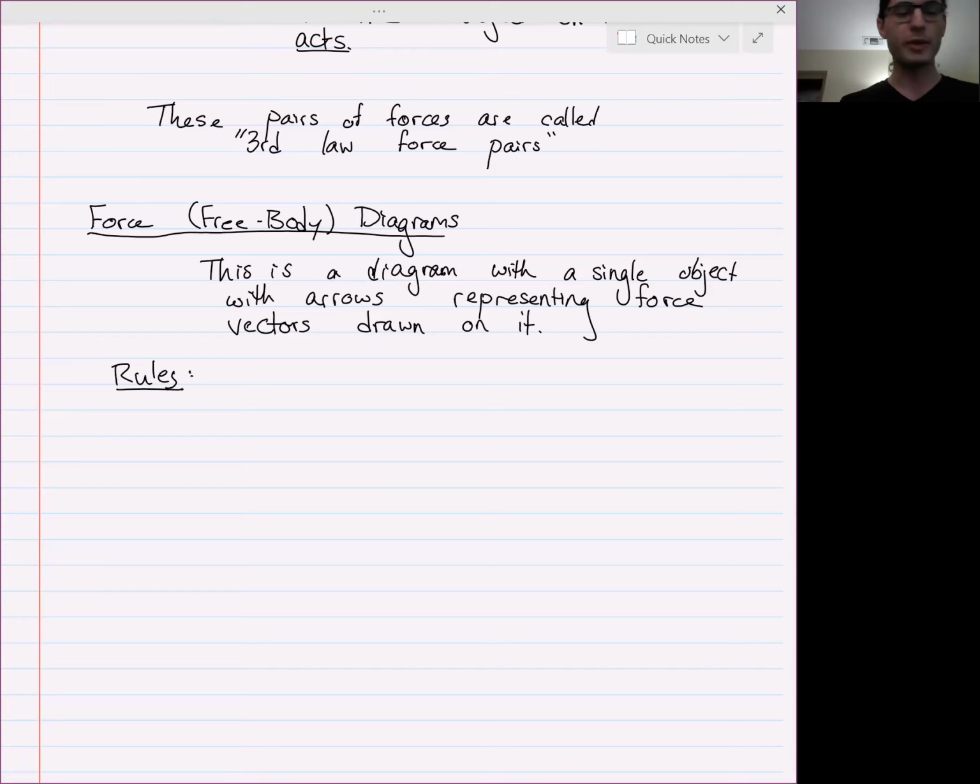Right. So we were talking about the rules for a free body diagram. So first, it includes only a single object. So usually this is represented by a square or by a dot or a square, right?